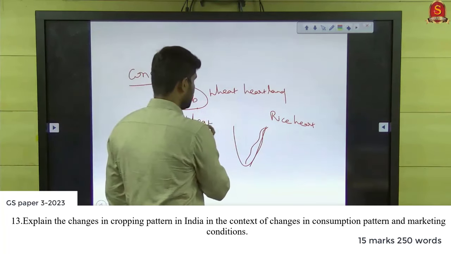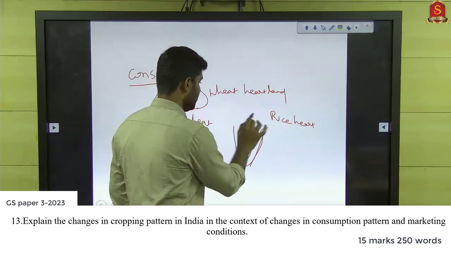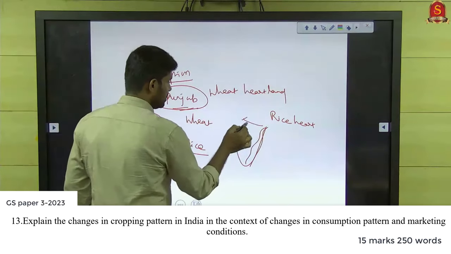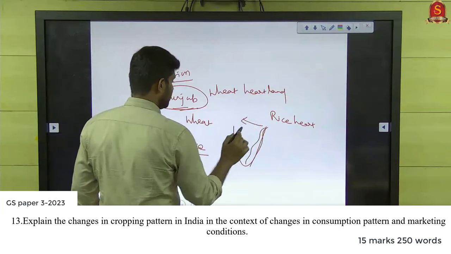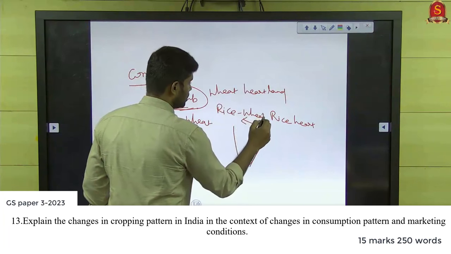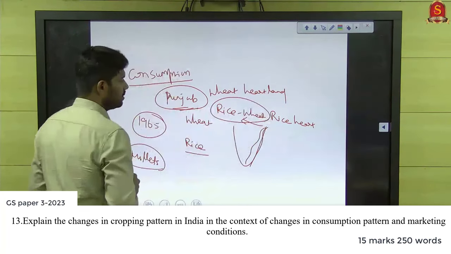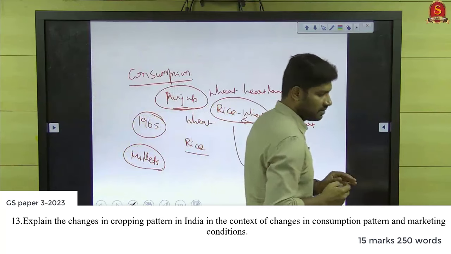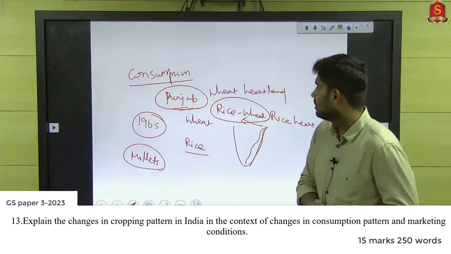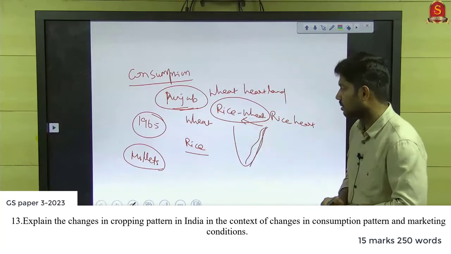Then in the northwestern part of India, Punjab, Haryana, the entire IGP region, rice was also introduced. So in the entire North India, the rice-wheat based cropping pattern is now a major one, right? More than 40 million hectares are covered under the rice-wheat based cropping pattern. So this is one historical change in the cropping pattern.